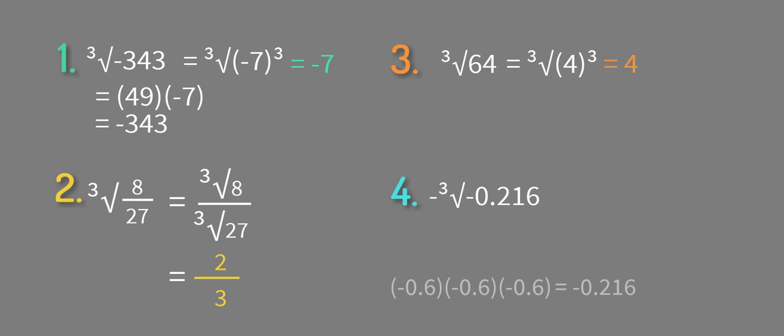0.216. So we know that this cube root is the same thing as the negative cube root of negative 0.6 cubed, which equals negative negative 0.6, which equals a positive, because a negative of a negative is a positive, 0.6.